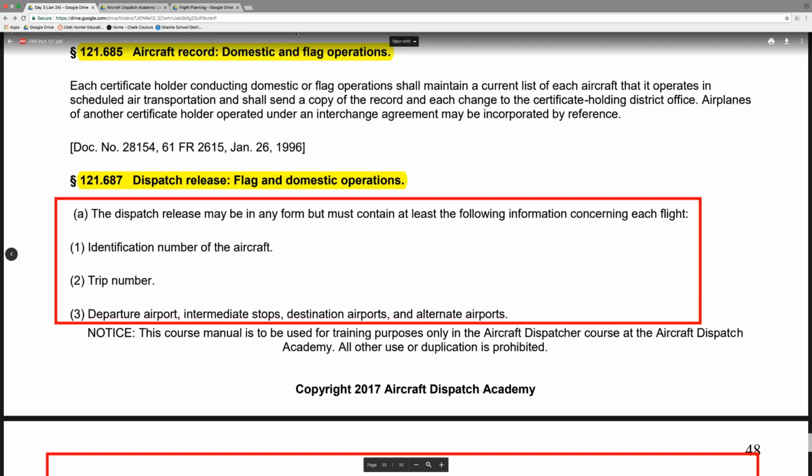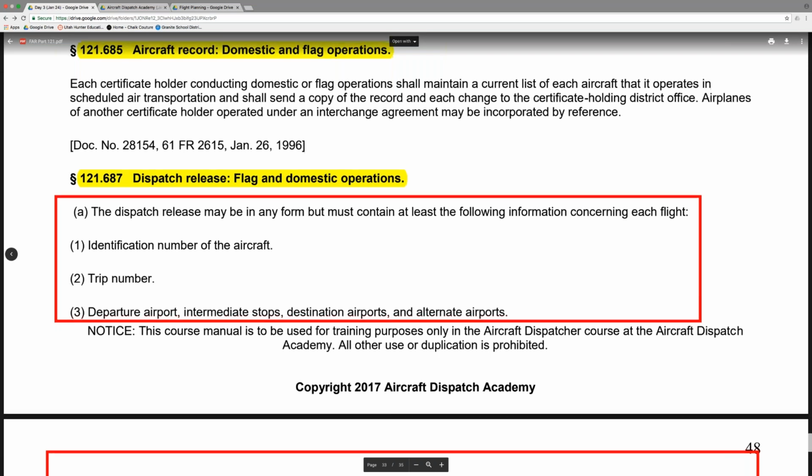So, aircraft records. I'll read this one really quick. Each certificate holder conducting domestic or flag operations shall maintain a current list of each aircraft that operates in scheduled air transportation, send a copy of that record, and each change to the certificate holding district office. Airplanes of another certificate holder operated under an interchange agreement may be incorporated by reference. So this is just saying that we've got to keep a record of everything that's going on with each one of our aircraft. Pretty simple, right?